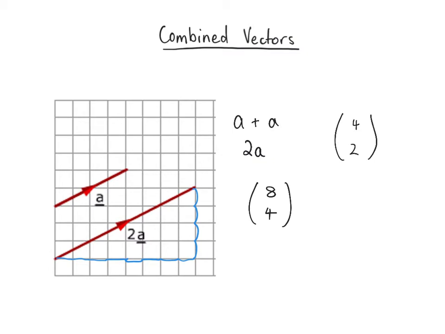So what have they done? Have a look at these. What have they done to get to this? All they've actually done is times it by 2. So when you're working with vectors, whatever you do to the vectors, that's just what you do to the numbers. If we've got 2 of these vectors A, then we just need to double the vector A.